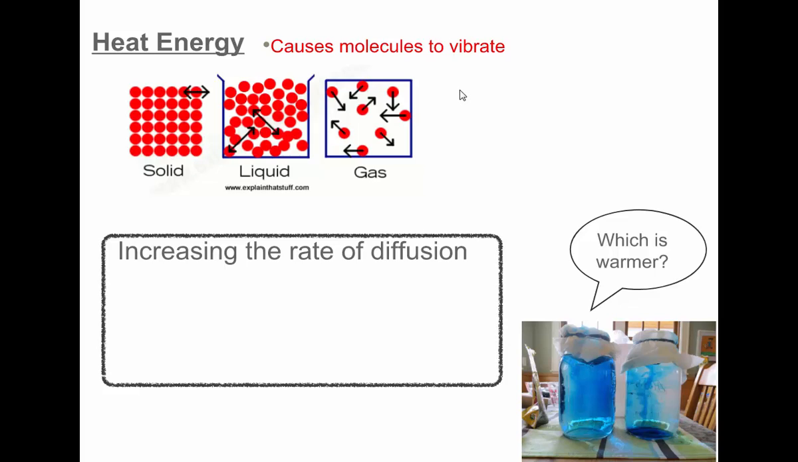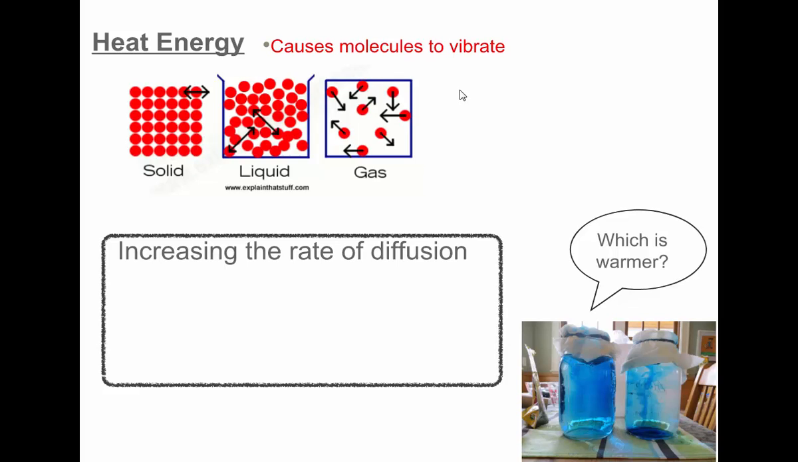Like if we put a drop of food coloring in 2 jars at the same time, which one is warmer water? Joe? The left one. This one? No, the left one. Oh, I'm sorry. I was looking. Yeah, this one. Okay? Because the dye diffused through that water more quickly.